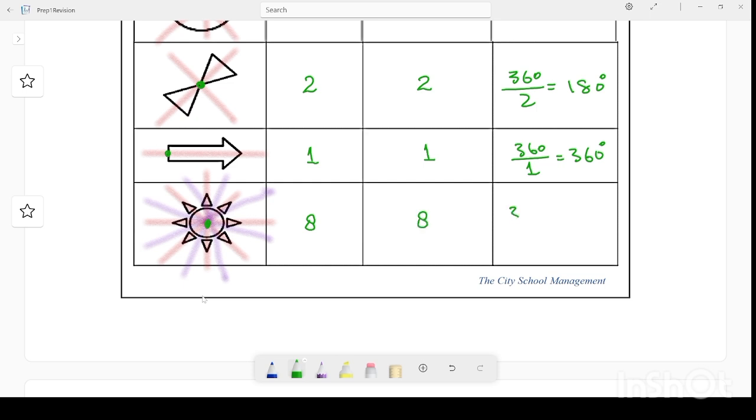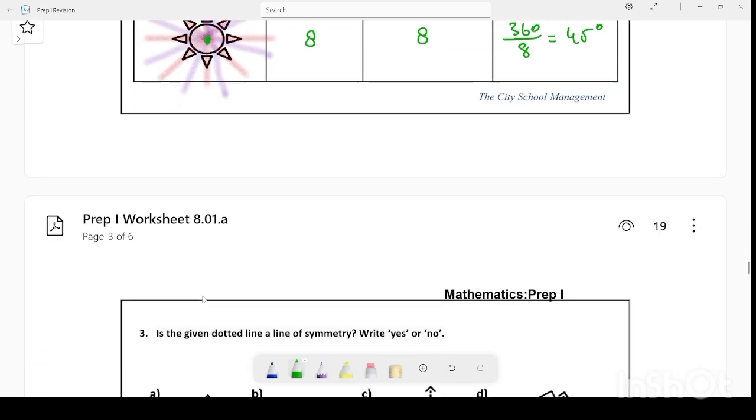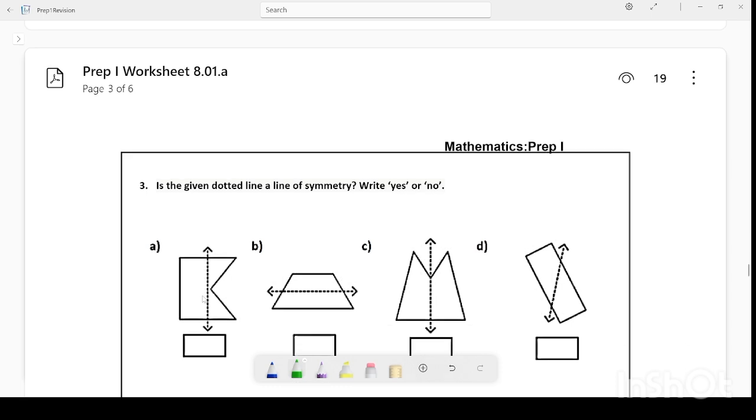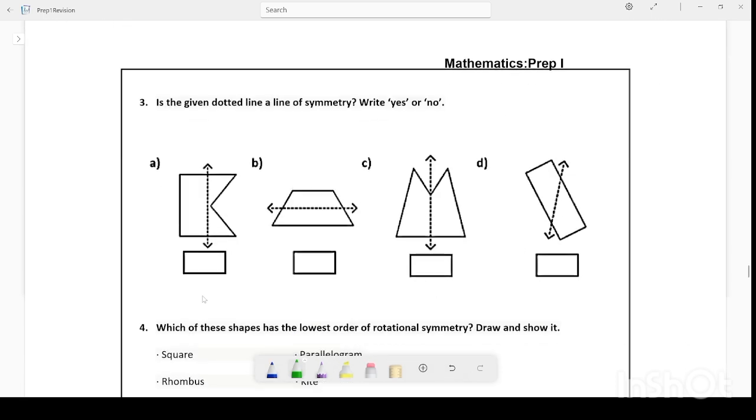That's why 360 divided by 8 will give us how much? 45 degrees. So this is the angle of rotation of this one shape. Now it asks whether the given dotted line is a line of symmetry. We see that the left hand side and right hand side are not the same shape, so I'll say no, this is not a line of symmetry.